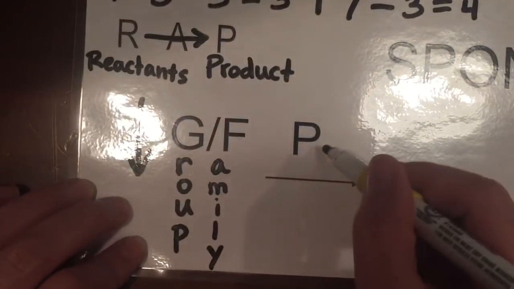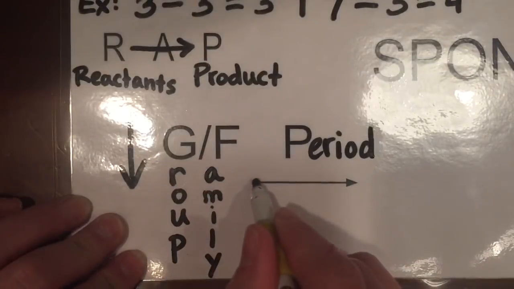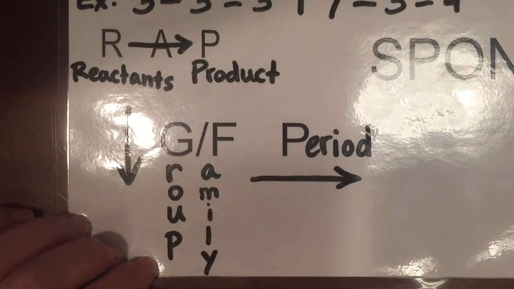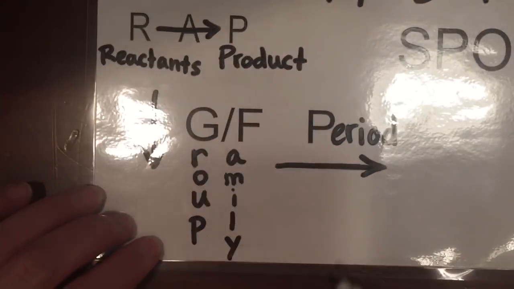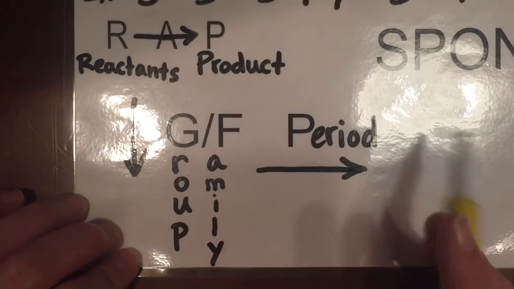The P stands for period. Periods go across. There are 7 periods on the periodic table. You need to know that groups and families go up and down, periods go across.